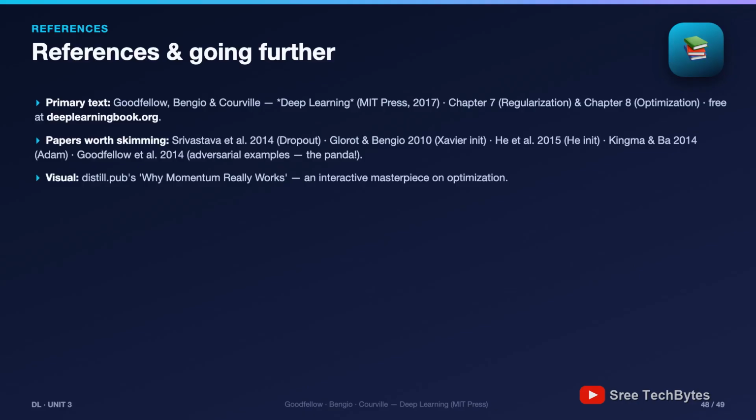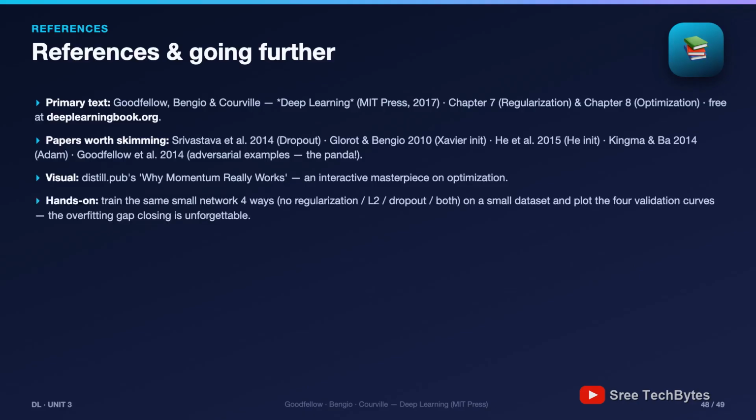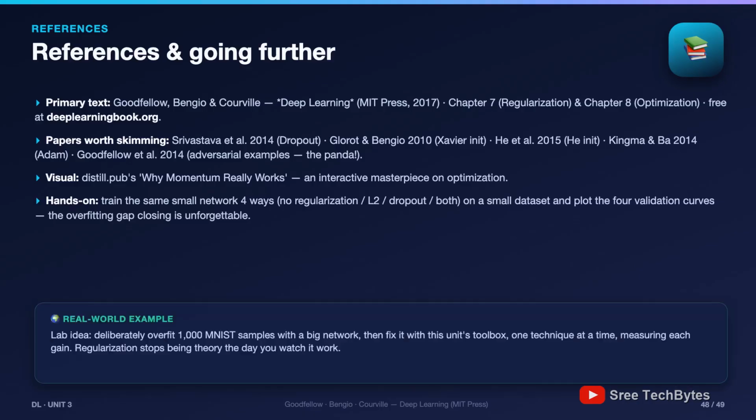But the assignment I most want you to do, the 4-way experiment. Train the same small network 4 ways: no regularization, L2 only, dropout only, both. Plot the 4 validation curves side by side. 30 minutes of work and you will see the overfitting gap close before your eyes. Regularization stops being theory the day you watch it work. For dessert, Distill.pub's Why Momentum Really Works, an interactive optimization masterpiece.